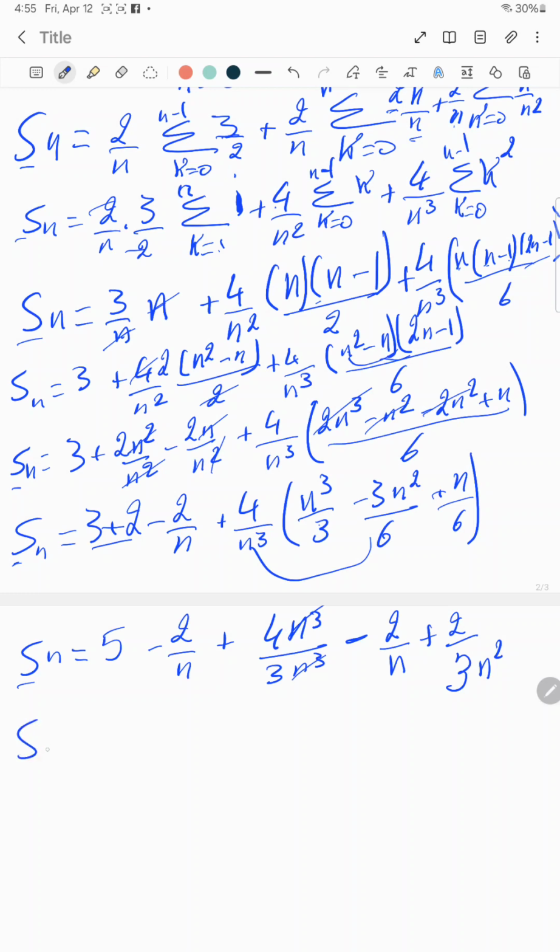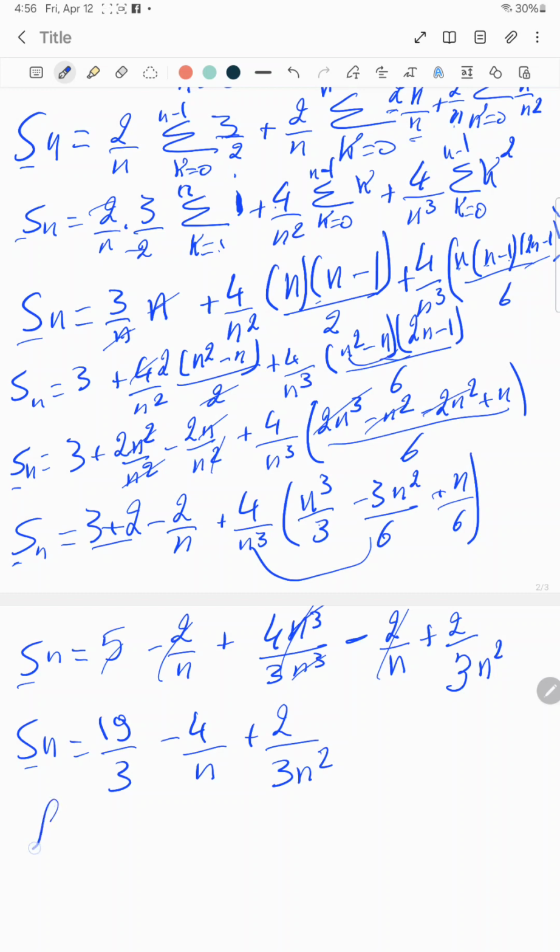Now, Sn equals 5 plus 4 over 3, which is 3 times 5, 15, plus 4 is 19 over 3. So this is 19 over 3. Minus 2 over n, minus 2 over n is minus 4 over n. And plus 2 over 3 n square.